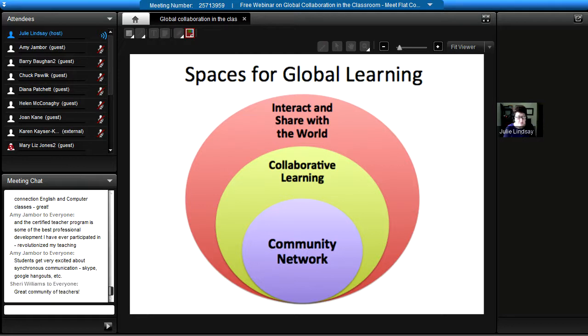And then we need to look at spaces for collaborative learning. If we have our community, which may in fact be your own Google site or your own learning management system at school, how are we going to learn collaboratively using that community? What other spaces do we have to create, such as a wiki space or a Google document or whatever? And how are we going to get people into that learning environment? And then what spaces are we going to use to interact and share with the world?